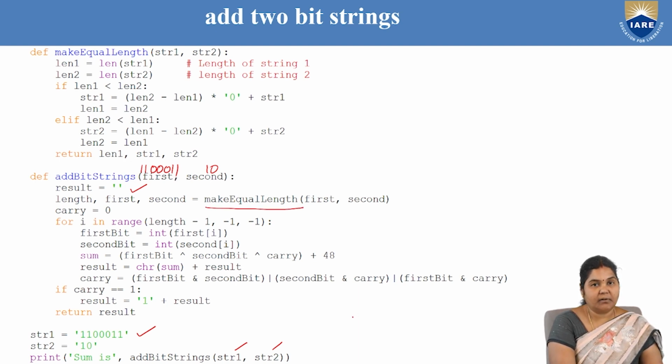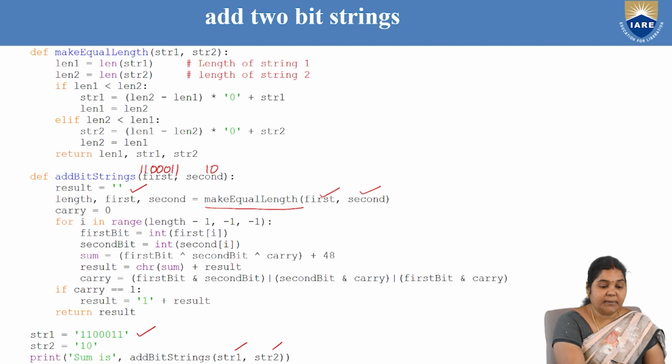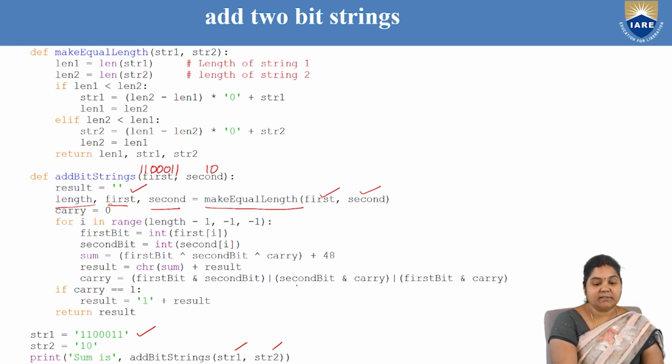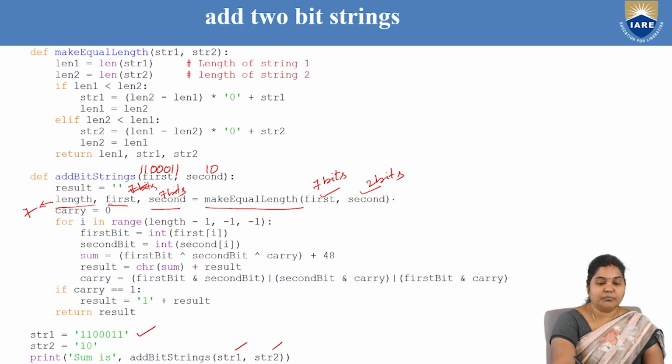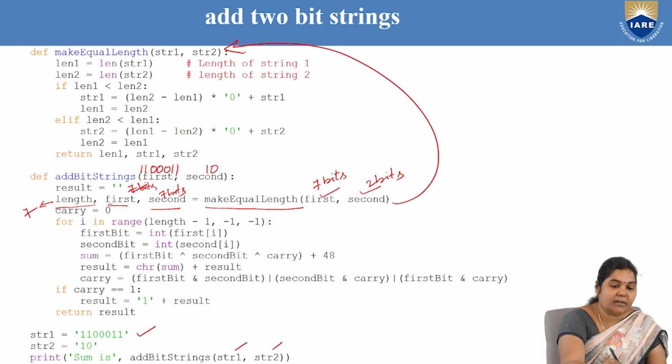We are calling a method called make equal length by passing both the strings. So, what does make equal length return? It returns the first string, the second string, and the length of those strings. Suppose the first string is 7 bits long and the second string is 2 bits long, then it returns the first string with 7 bits, the second string also 7 bits, and the length, which is also 7. So from here, we'll jump to this particular method.